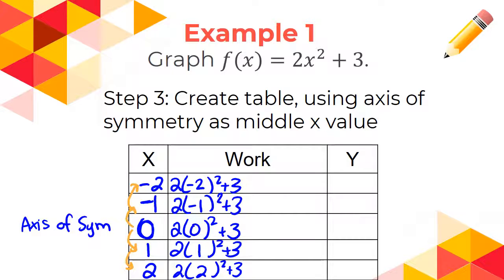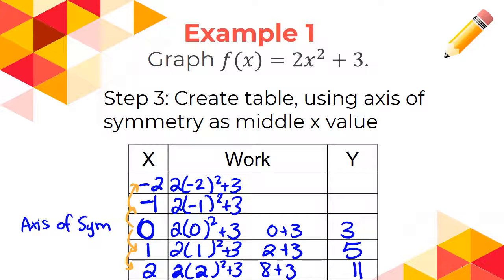So I'm going to do a little bit of mental math. I'm going to start in the middle because 0 seems to be a little easier. 0 squared is 0. 0 times 2 is 0. 0 plus 3 is 3. I'm going to do the positives next. 1 squared, 1. 1 times 2, 2. 2 plus 3, 5. 2 squared, 4. 4 times 2, 8. 8 plus 3, 11.